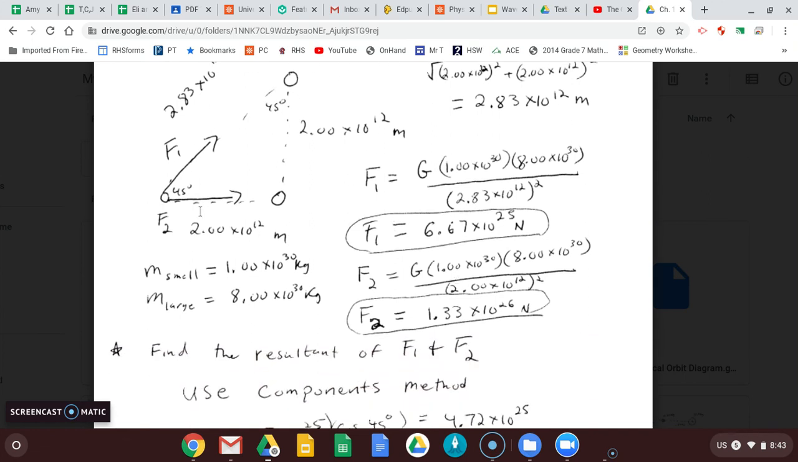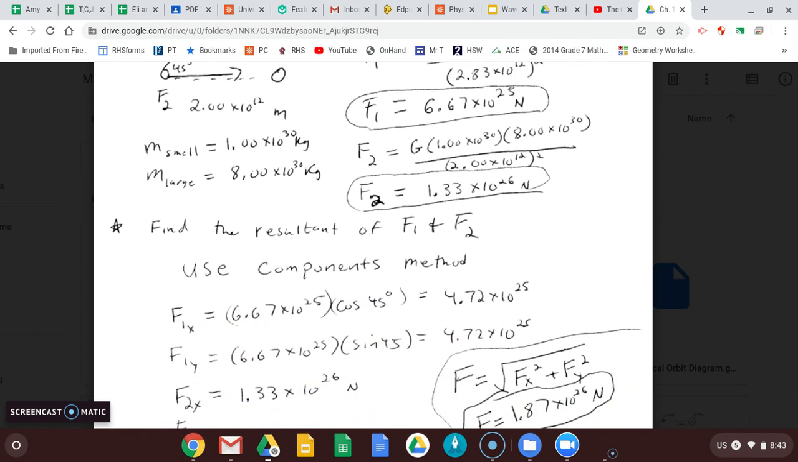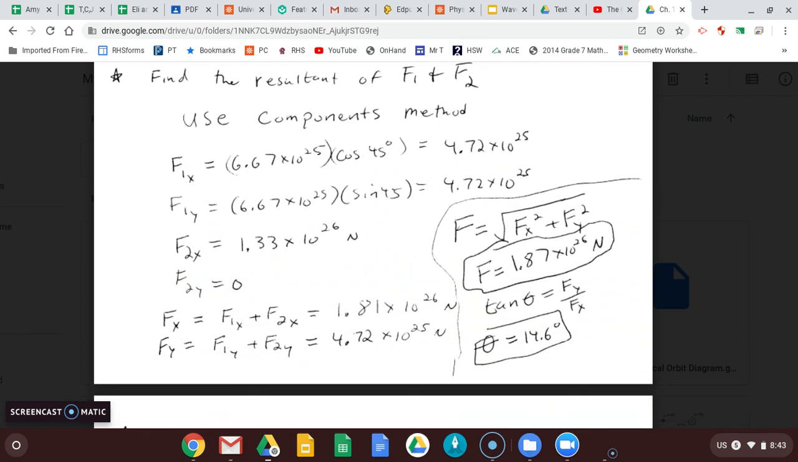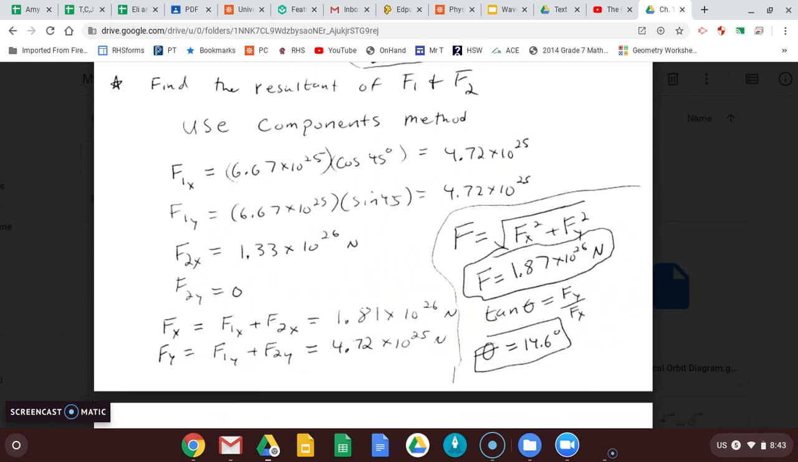Do the same thing for what I define as force 2, which would be between these ones using the distance of 2 times 10 to the 12th. Plugging that all in, F2 is 1.33 times 10 to the 26 newtons. So this small star is feeling the effects of both of those forces. We find the resultant using vector math like always. I use component method, as we've done this many times throughout the year. I'm not going to go through every step, but using component method, here's all the work right here.